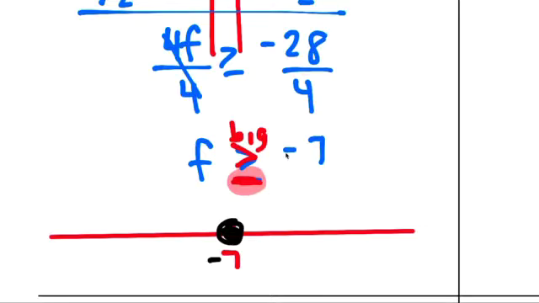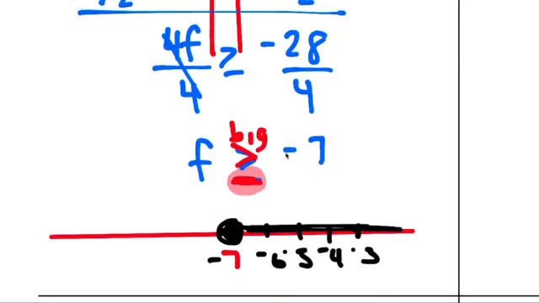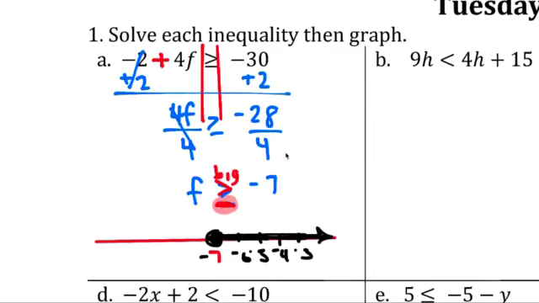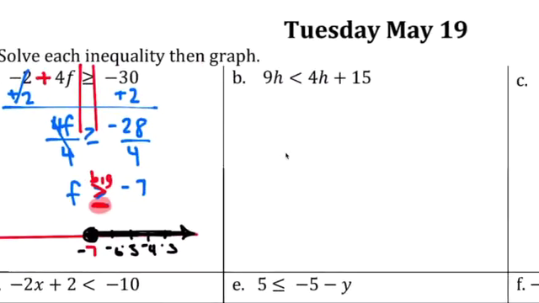Bigger than that is negative 6, negative 5, negative 4, negative 3, negative 2, negative 1, 0, 1, 2, 3, 4, 5, 6, going on forever this way, right? 7, 8, 9, 10, all positives are bigger than negative 7.